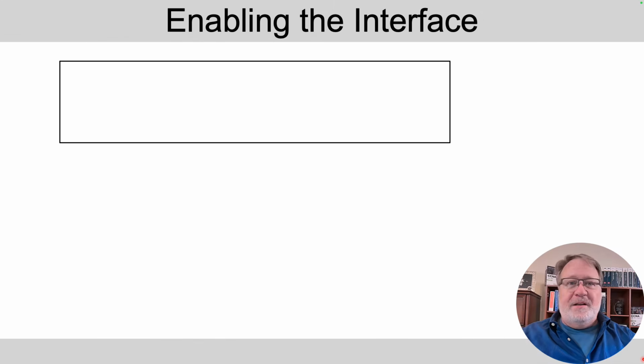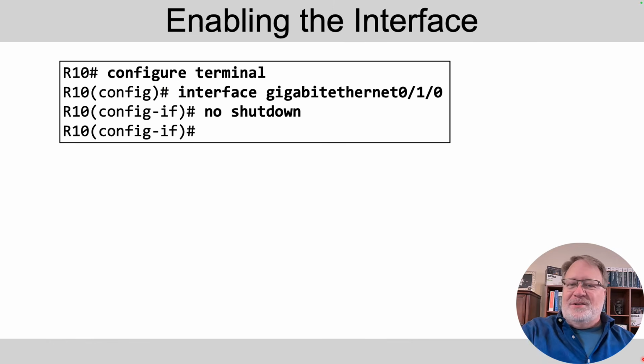So just to be complete, if you wanted to enable that second interface, you get back into configuration mode, get into interface config mode for gig 0/1/0, and issue that no shutdown command that will administratively enable that interface.